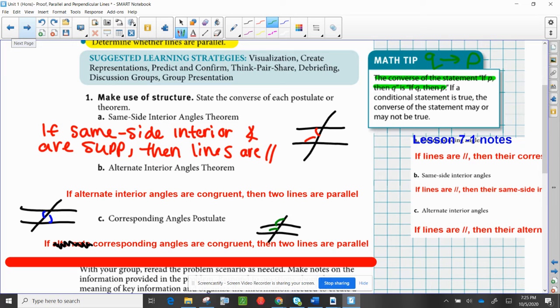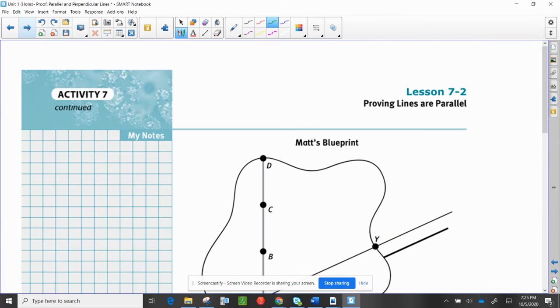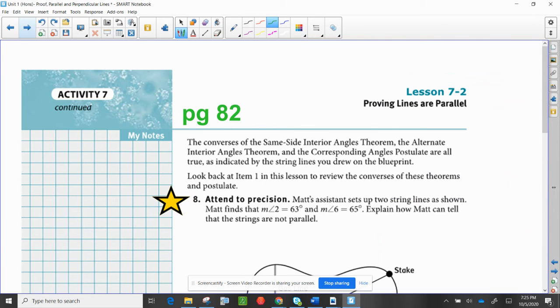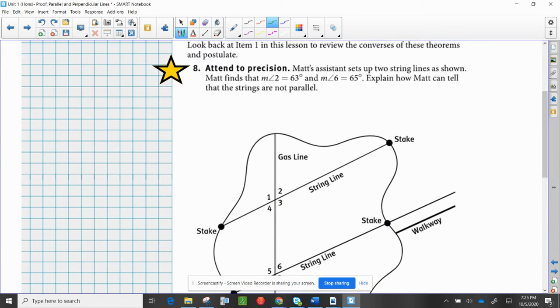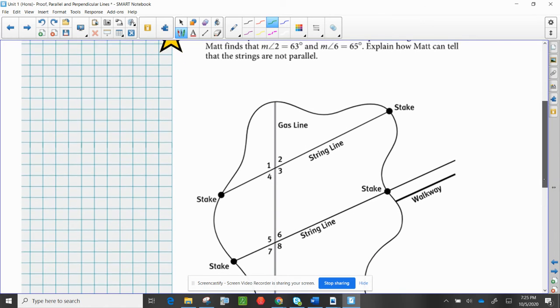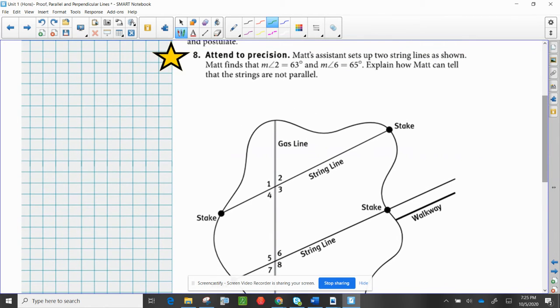We're going to jump ahead a little bit to page 82, so go ahead and jump to page 82 for me. We haven't really been doing the Springboard aspect of this section so far, but it's set up with Matt. He's designing some strings shown on a graph here. They tell us that Matt finds that angle 2 is 63 degrees and angle 6 is 65 degrees.